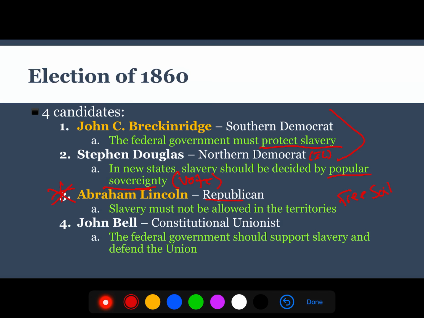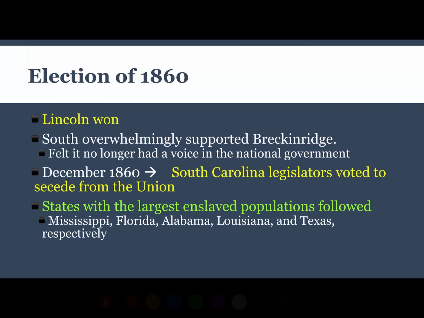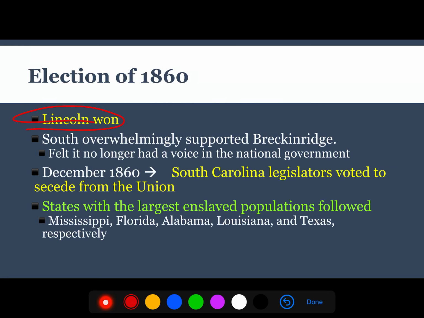And then you've got John Bell, who is what they call a constitutional unionist. This is kind of a one-and-done party. They only have the one election, and then that's kind of it. And Bell is of the mind that the federal government should support both slavery and defend the Union. So he's trying to have the best of both worlds, but that's not going to work out for him. So obviously we get our guy, we get Lincoln, but that's the last straw. That is the last straw for the South.